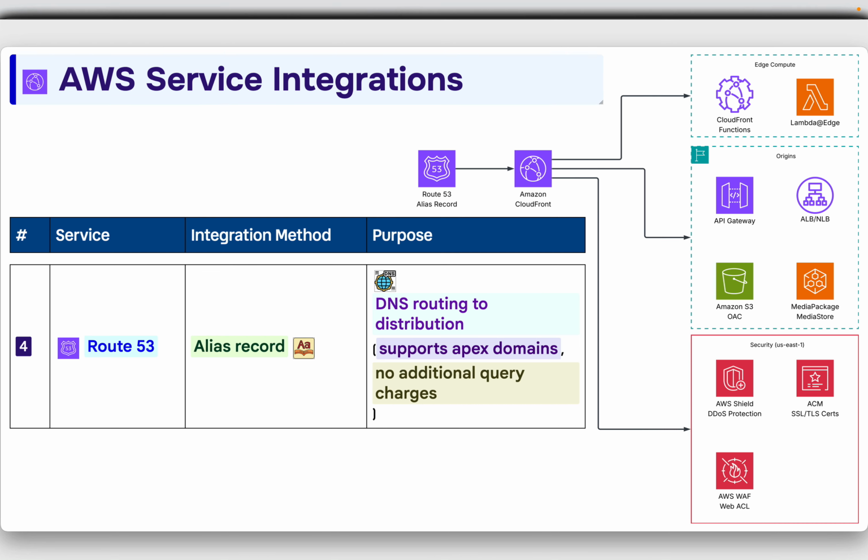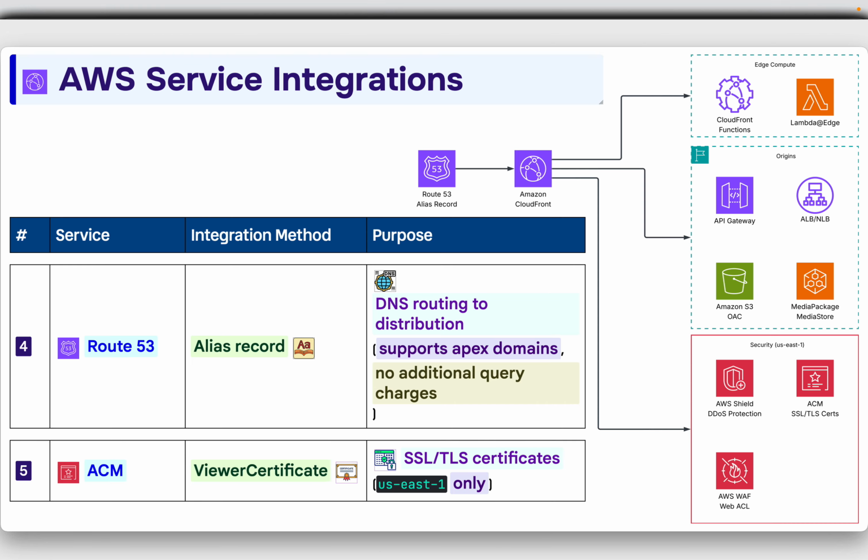Next we have Route 53. This service uses alias record as the integration method. The purpose is for DNS routing to distribution, which supports apex domains and has no additional query charges. Then we have ACM, AWS Certificate Manager. This service uses viewer certificate as the integration method. The purpose is for SSL or TLS certificates. And the certificate must be in the US East 1 region only.